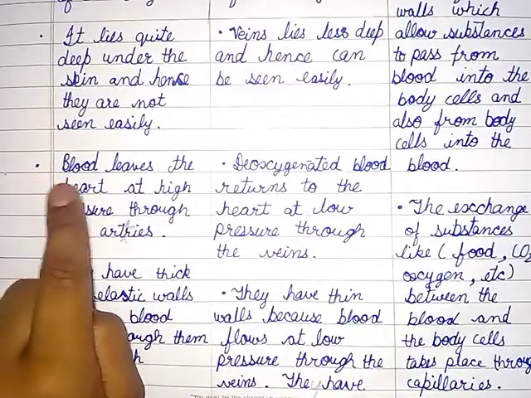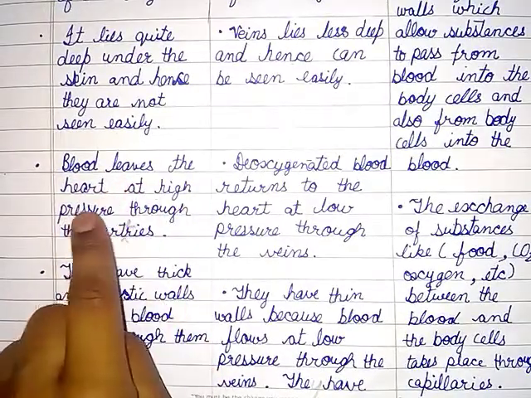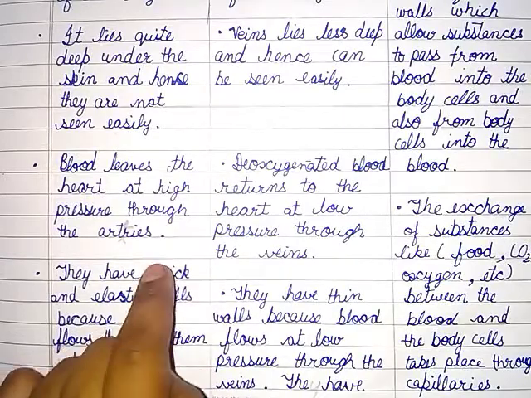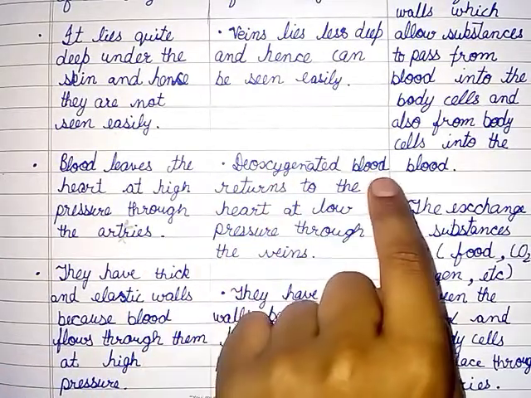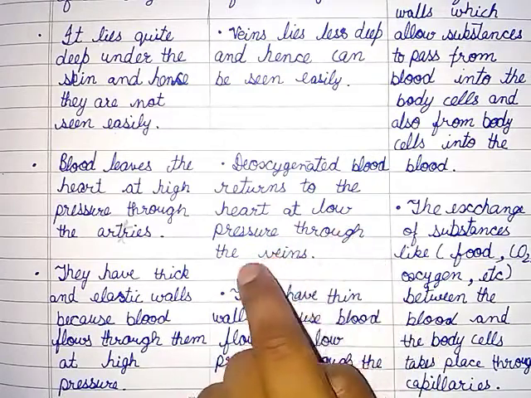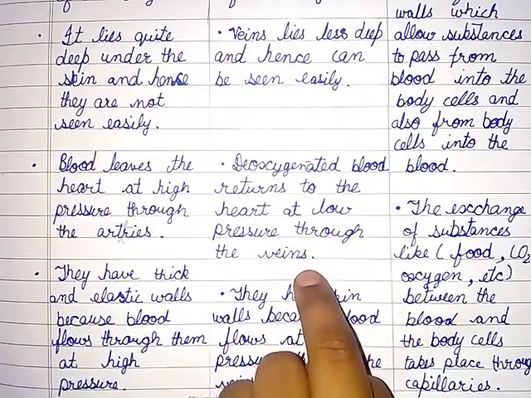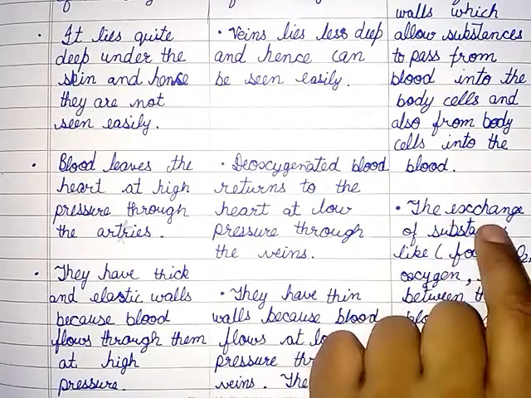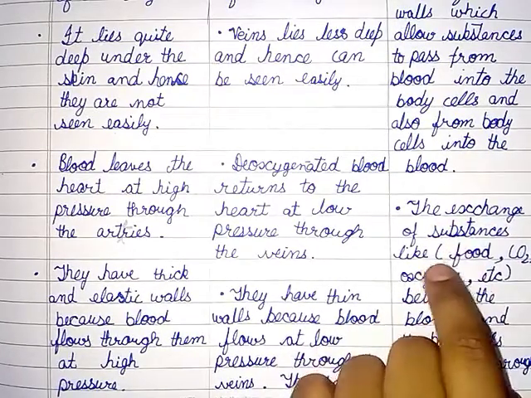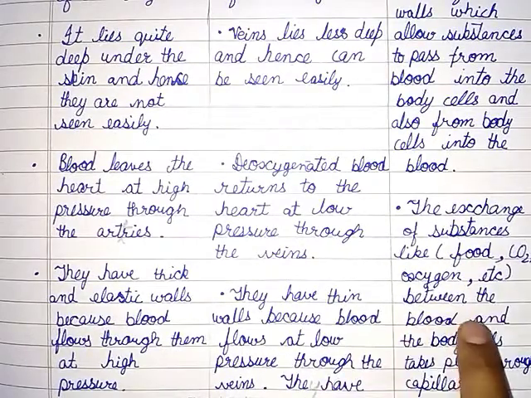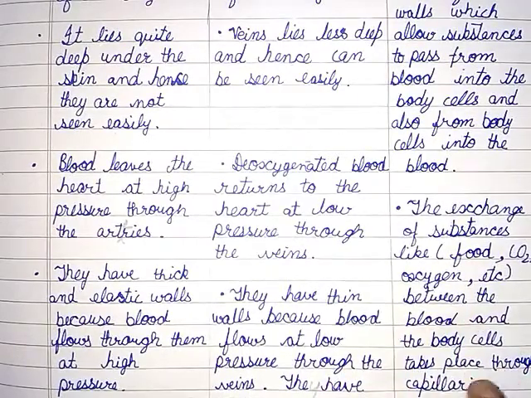In arteries, blood leaves the heart at high pressure through the arteries. Deoxygenated blood returns to the heart at low pressure through the veins. In capillaries, the exchange of substances like food, CO2, oxygen, etc. between the blood and the body cells takes place through capillaries.